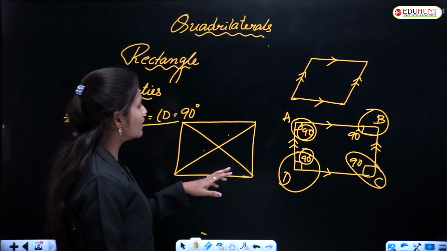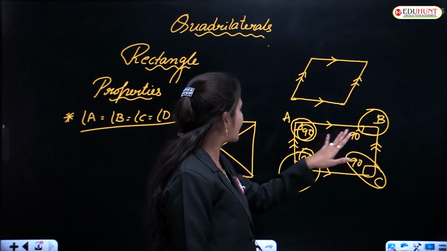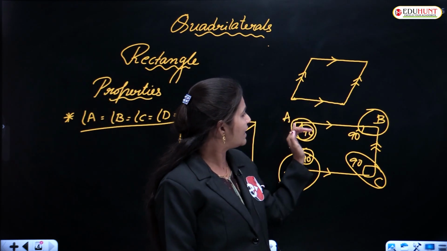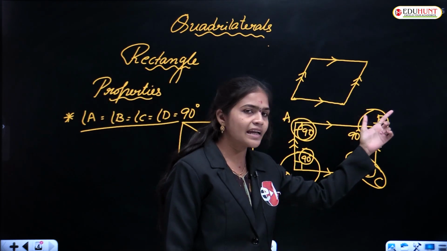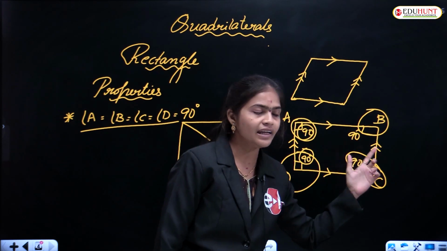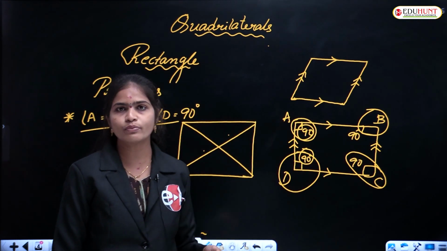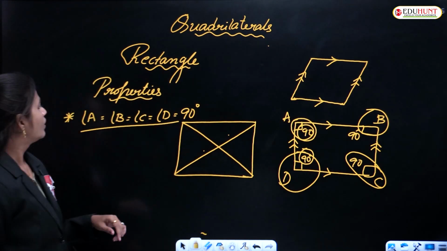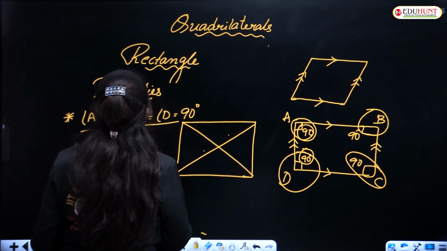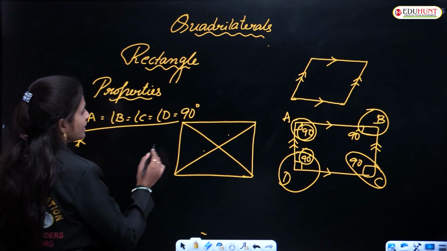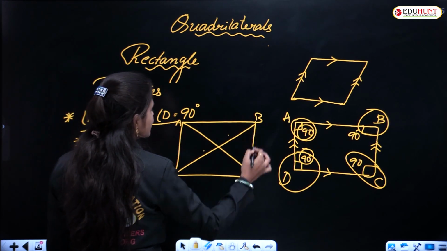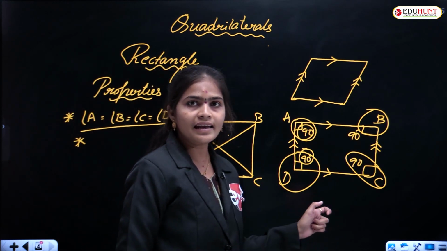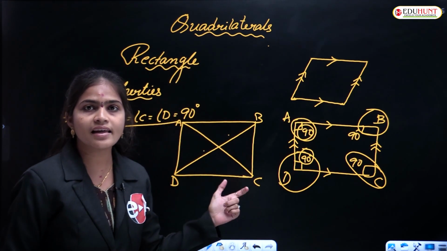And here we know that angle A is equal to angle C, angle B is equal to angle D, angle A plus angle D is equal to 180, angle A plus angle B is equal to 180, angle B plus angle C is equal to 180, angle C plus angle D is equal to 180. Is it clear? Okay. So after this one, another property is diagonals. Here A, B, C, D. What are the diagonals? AC and BD. So in a rectangle, diagonals are equal.